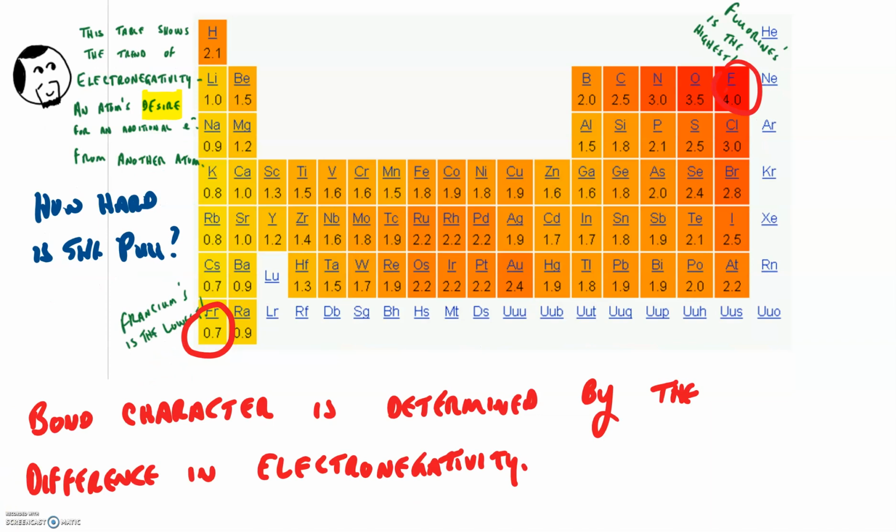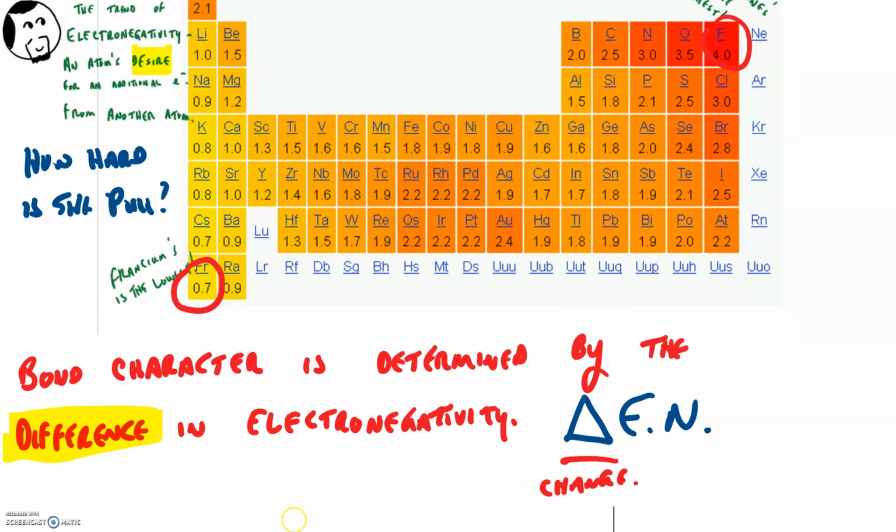So bond character is determined by the difference in electronegativity. Which atom has the greater pull? We're going to abbreviate this with a Greek letter delta, delta EN. This Greek letter delta right here means change. So the difference in electronegativity is what is going to determine whether or not our bond is covalent or ionic. I'll show you how it works.